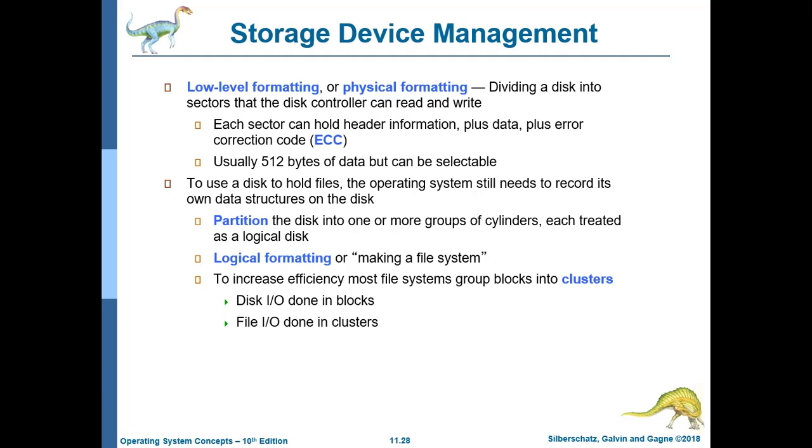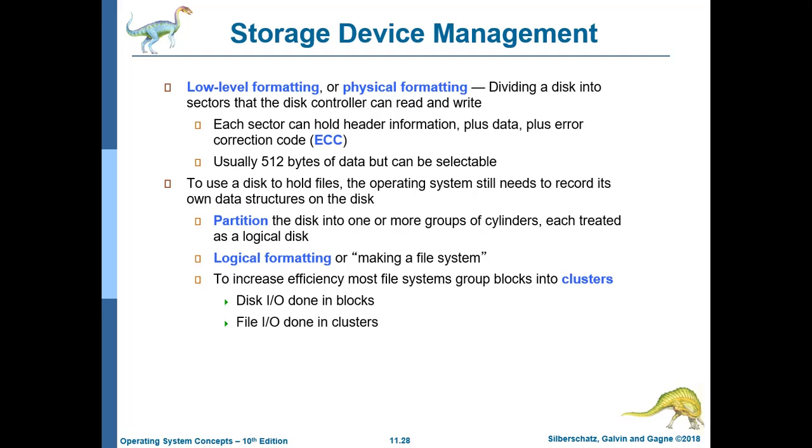So we have to partition the disk into one or more groups of cylinders, each treated as a logical disk. For example, for a hard drive, that's why it's called a partition. You really have one disk drive that is physically available in your computer system, but why are you seeing it as four hard disk drives? It's because these four hard disk drives that you are seeing are logical disks.